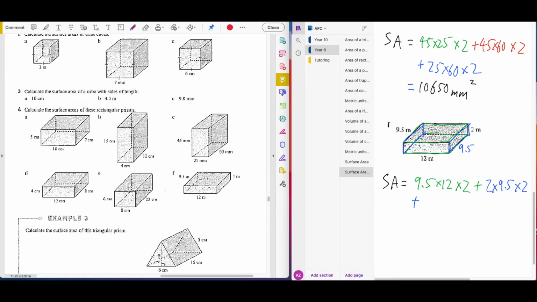We need to add the front face and the back face. So then we've got to figure out the area of the rectangle here. The base is 12 and the height is what? The height is going to be 2. So then we just do 2 times 12. And because there's 2 of them, front and back, we've got to times that by 2 as well. So then what's our answer?